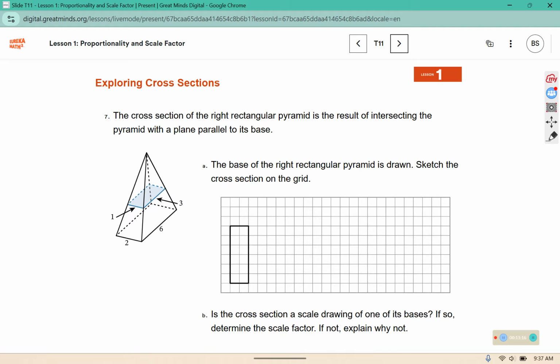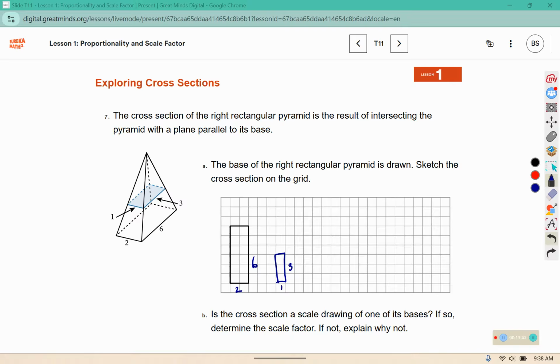The cross-section of the right rectangular pyramid is the result of intersecting the pyramid with a plane parallel to its base. The base of the right rectangular pyramid is drawn. Sketch the cross-section on the grid. I have a 1 by 3. The original was a 2 by 6.